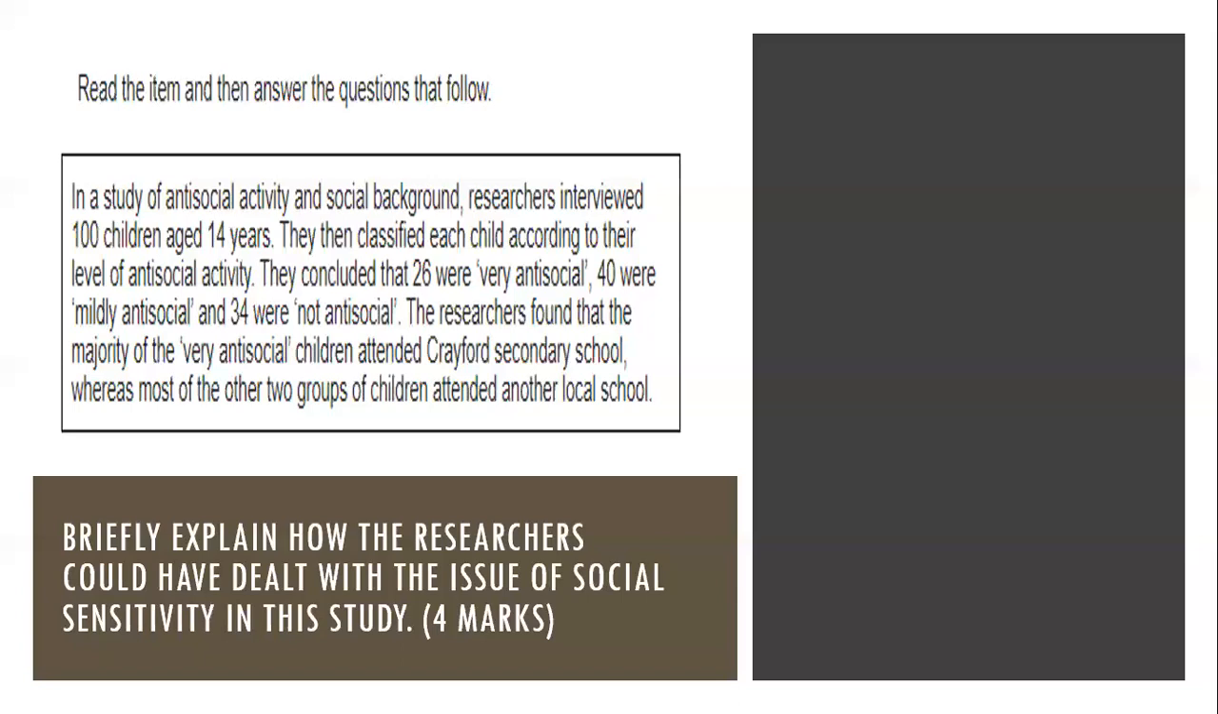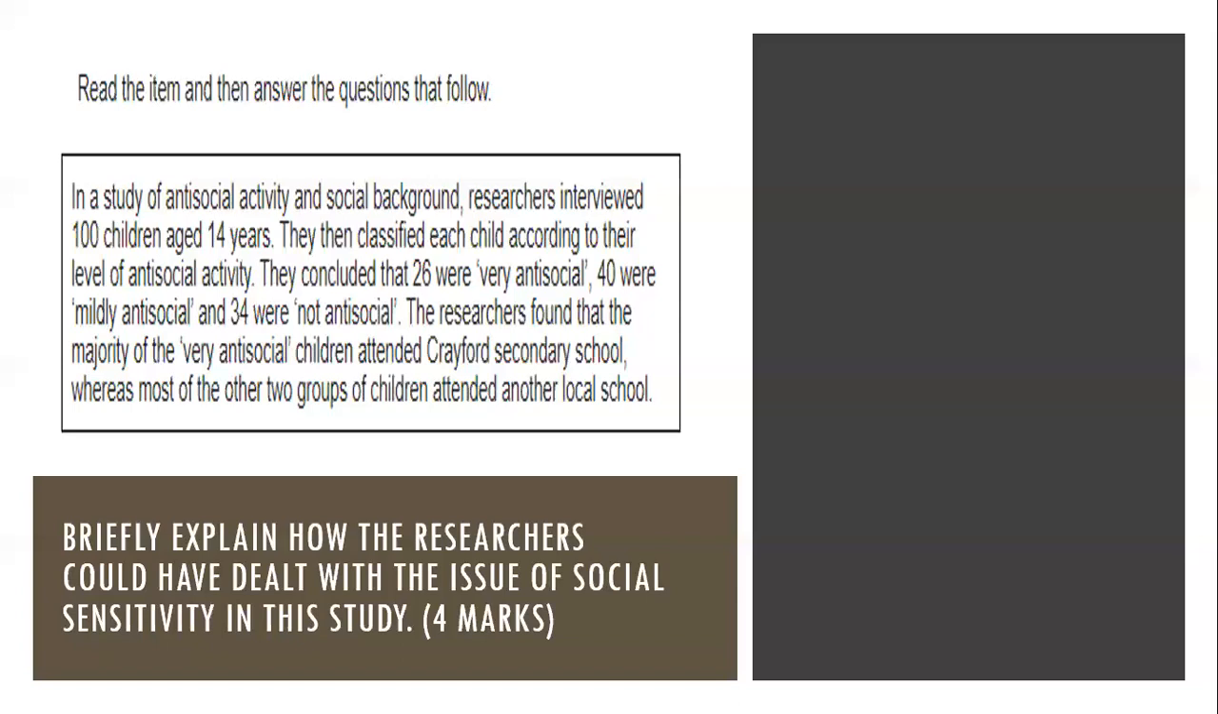Again, let's just quickly recap the question. Briefly explain how the researcher could have dealt with the issue of social sensitivity in this study. First of all, we know it's AO2. How and in this study it tells us. There are 2 parts to this question. It's how they would deal with the socially sensitive issues, and what the socially sensitive issues in this study are. So we've got to do those 2 things in order to get our 4 marks.